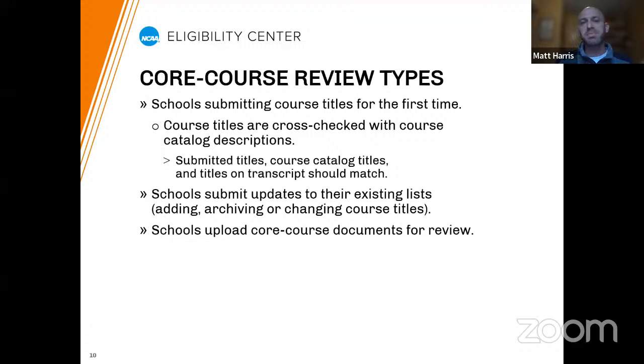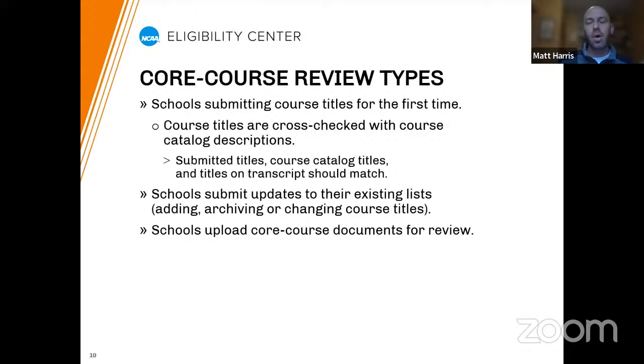So it's always a best practice, whether you're submitting courses for the first time or just maintaining your core course list, to make sure that the courses on your high school's list match the titles that appear on a high school's transcript. So that's kind of how it works when you're submitting for the first time. Once that list is established, we certainly encourage high schools to keep their list of core courses accurate and updated. So schools can submit updates in terms of adding new courses, archiving old titles, changing a course title so it matches what the course is currently called.